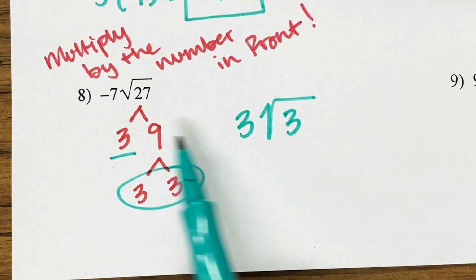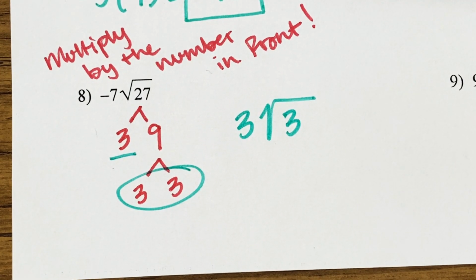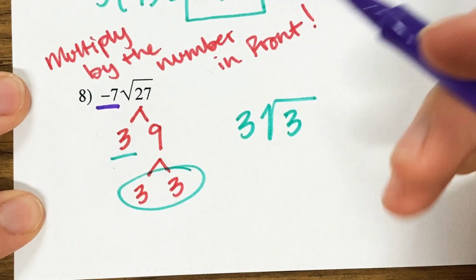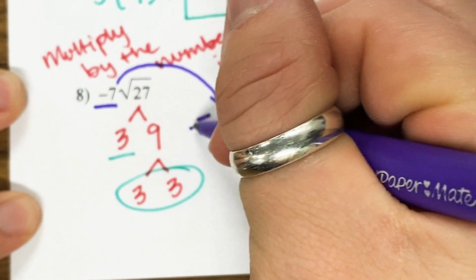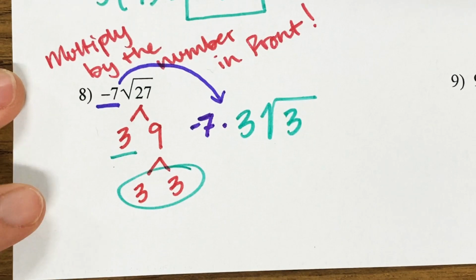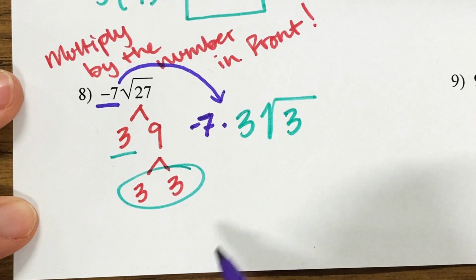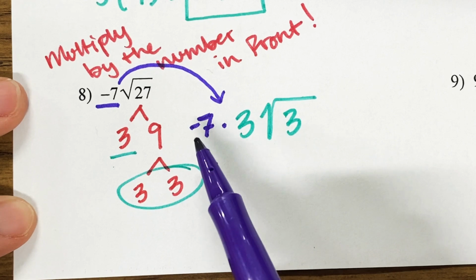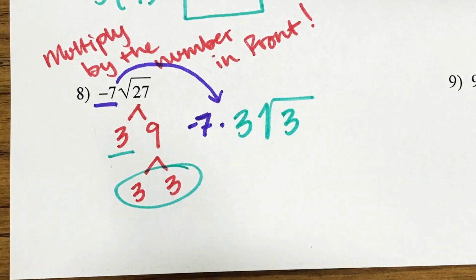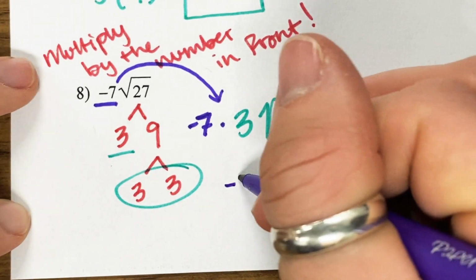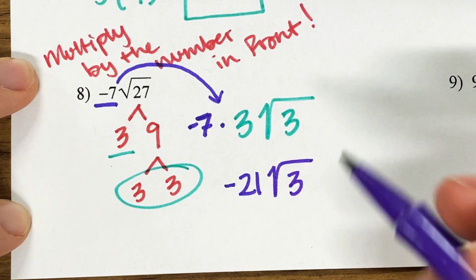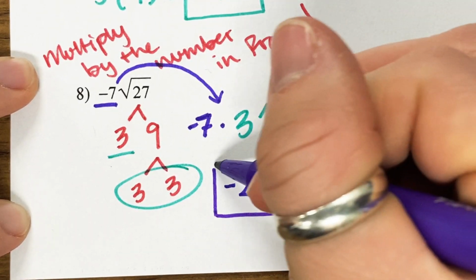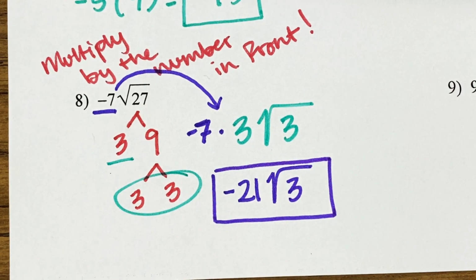We're not done yet because now we have to bring in the -7 that was already out front. So this guy comes out here. -7 is now multiplying to the 3 that came out. So our very last step, what is -7 times 3? -7 times 3 is going to give me -21. Bring down your root 3. It doesn't change. And there is our final answer.